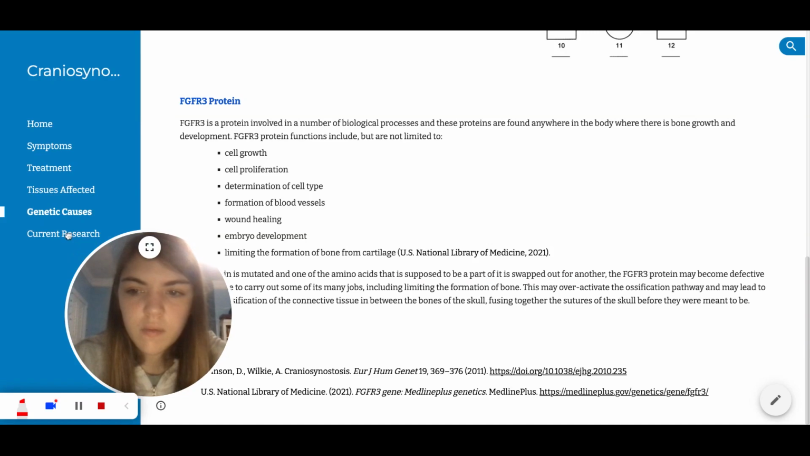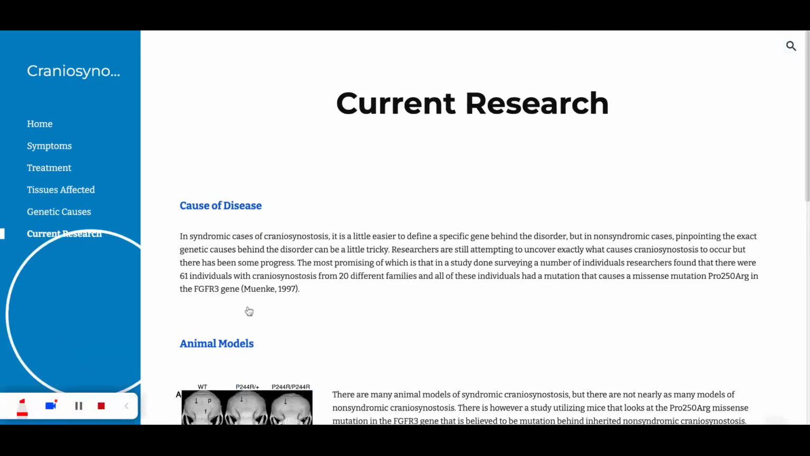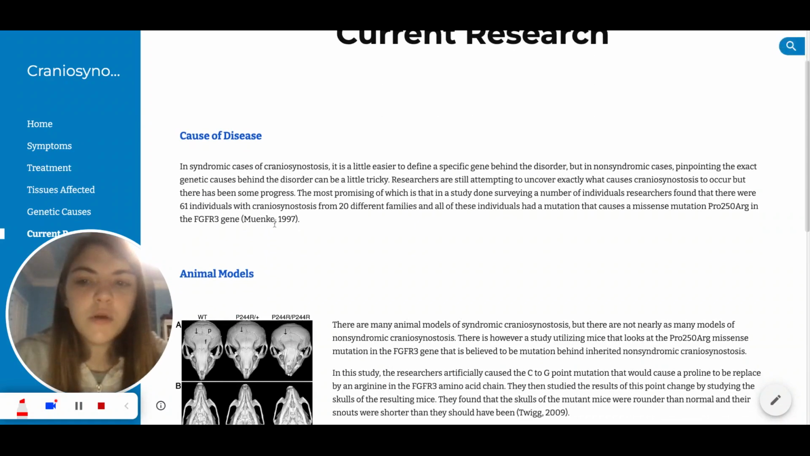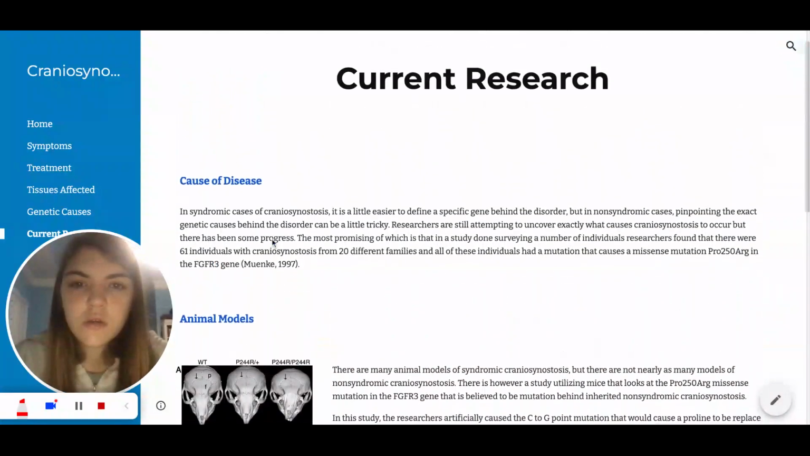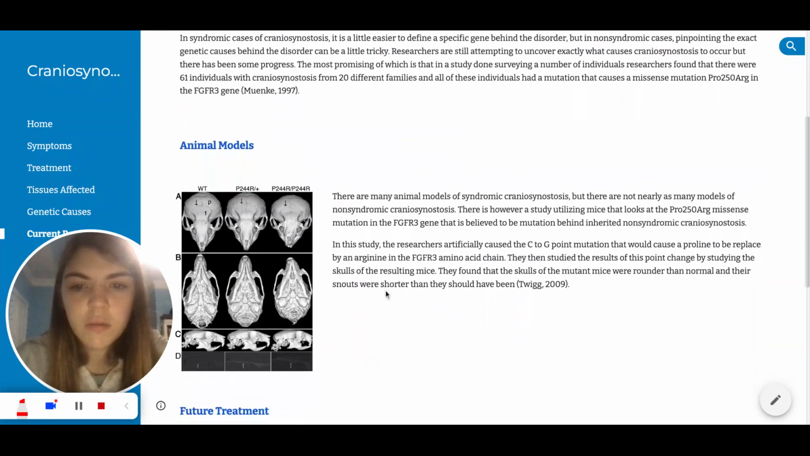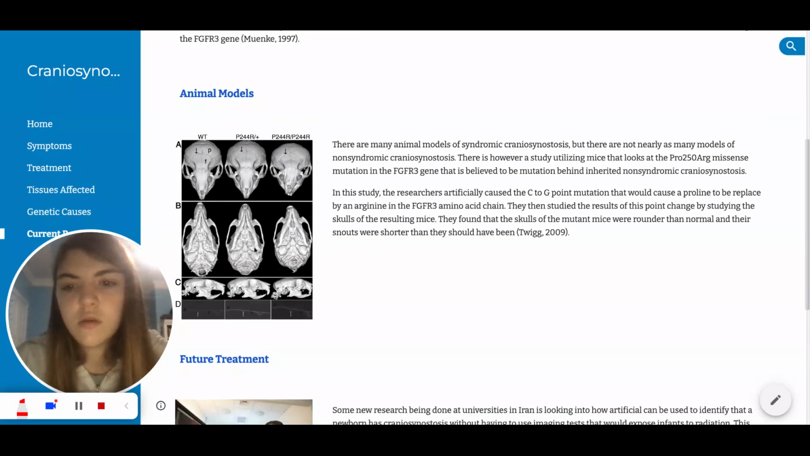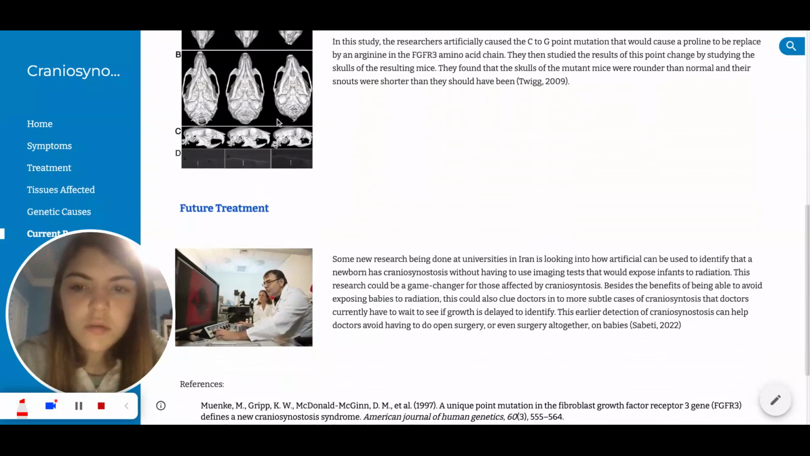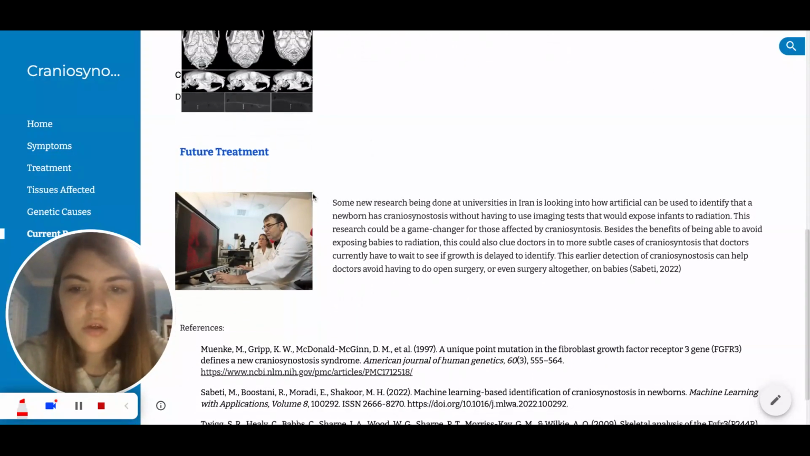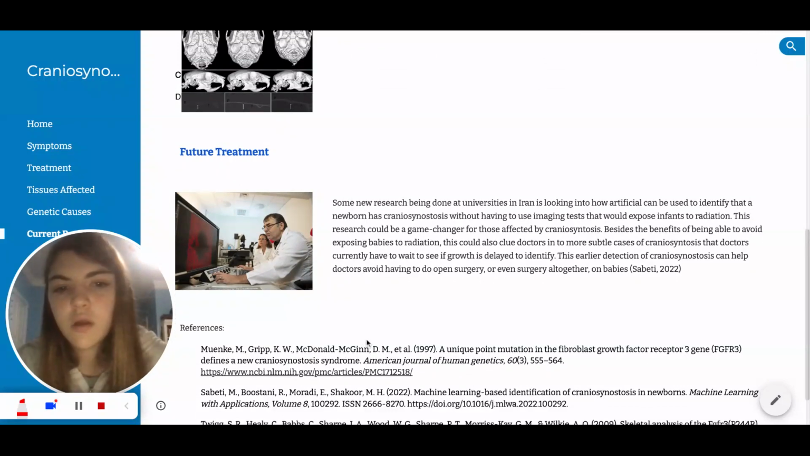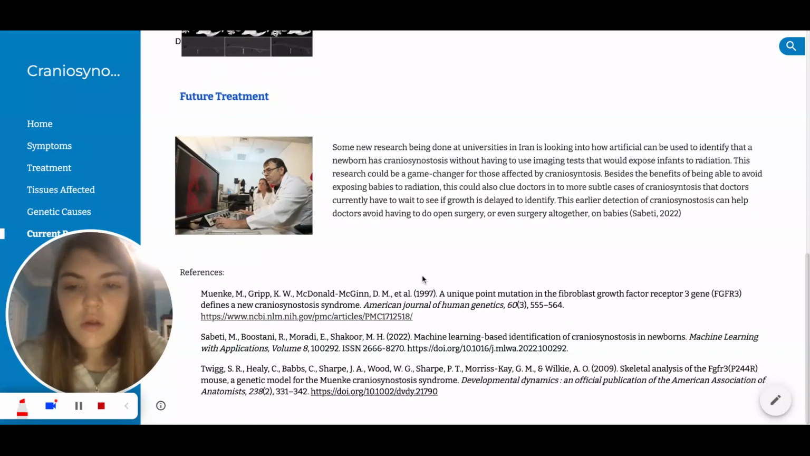And then for genetic research, I separated it into three different sections based on the different types of research we're supposed to get. I found a research paper that matched each of these sections and summarized those research papers. For animal models, I included one of the figures they gave us that shows the differences in the skull types of the mouse. And for future treatment, I included this image that could represent what an AI rendering of a skull could look like.